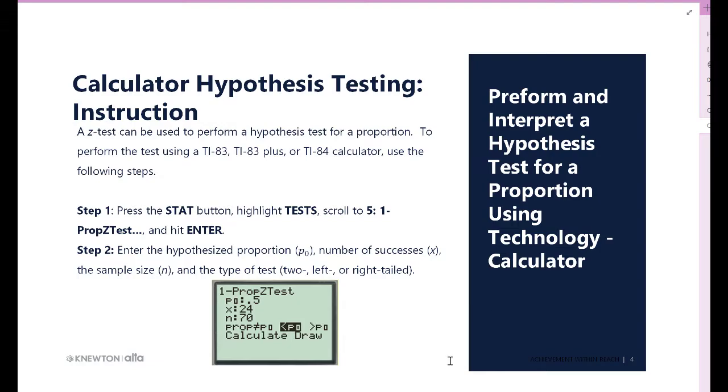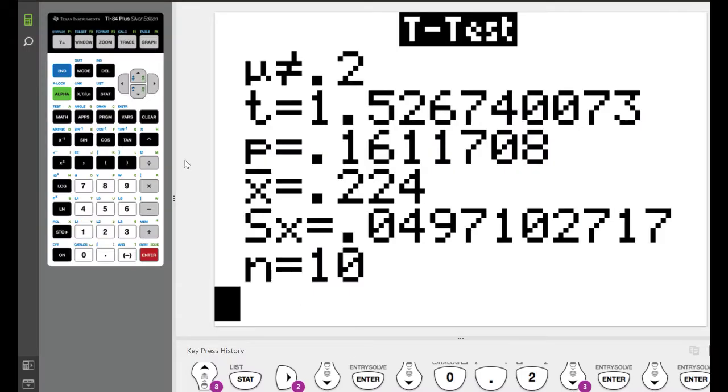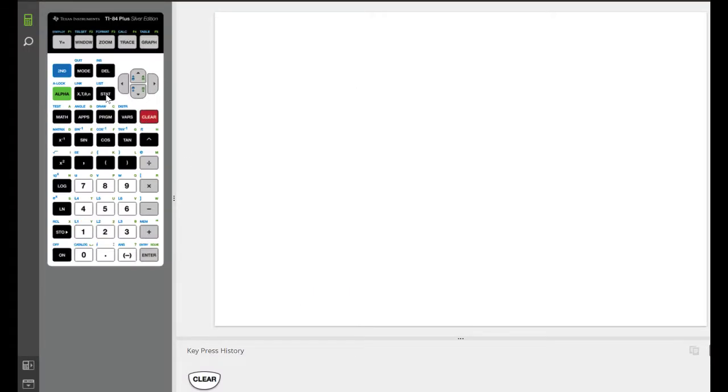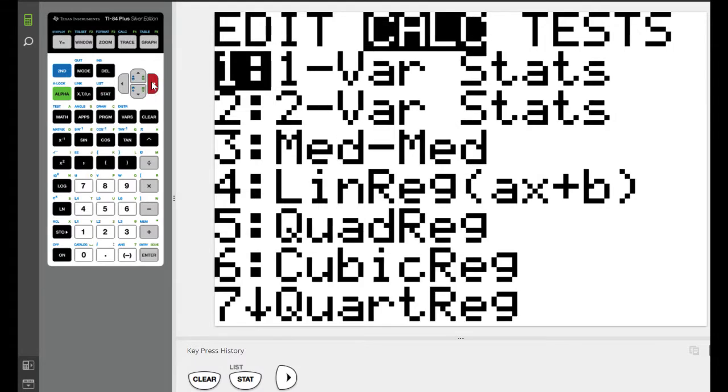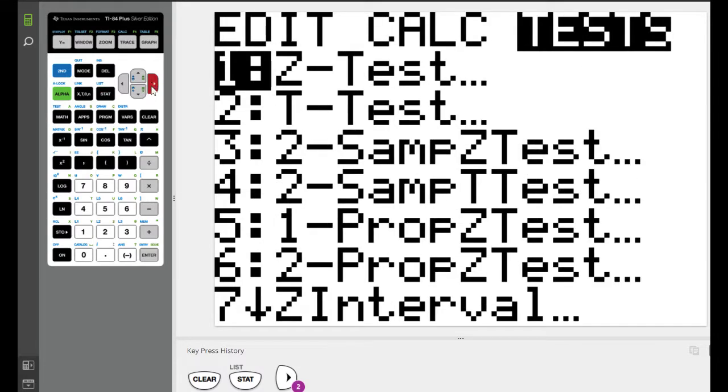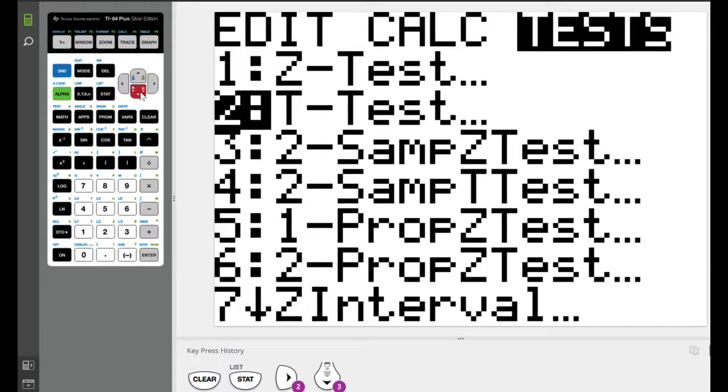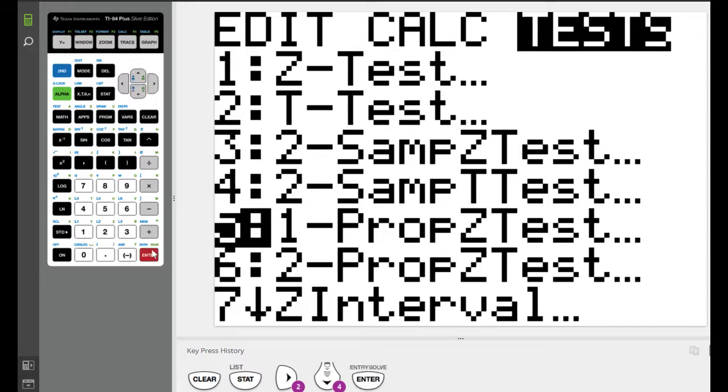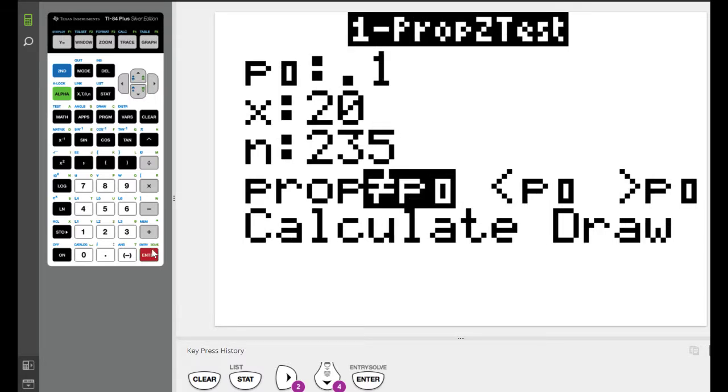So how do you get to the one prop z-test? Well, you hit your stat button. You go to the test menu, and it's number 5, one prop z-test. Okay, and then as you click on that, you see that there are a few values that we need to input in order to get eventually the p-value.